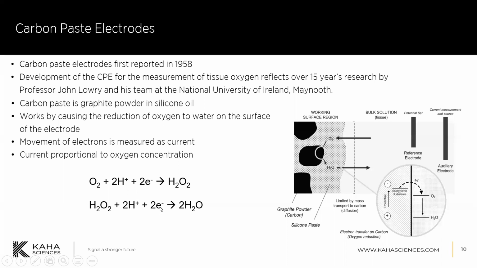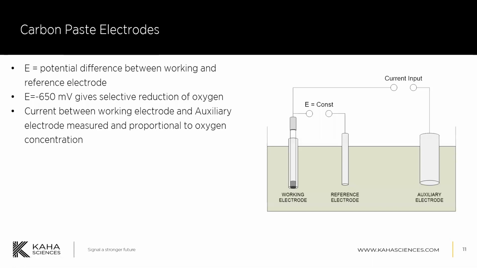You can see that that requires electrons. That movement of electrons is measured as a current, which we can detect, because that current is then proportional to the amount of oxygen in that fluid or in that tissue. So the setup for recording tissue oxygen involves 3 different electrodes. We have the working electrode with the carbon paste at the tip and a reference electrode. If we hold the electrical potential between those two electrodes at a set voltage, in this case minus 650 millivolts, we get a selective reduction of oxygen.